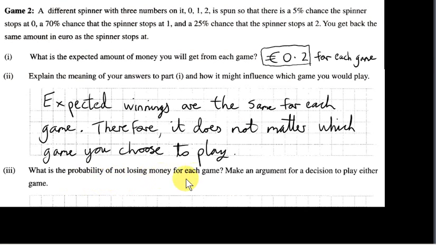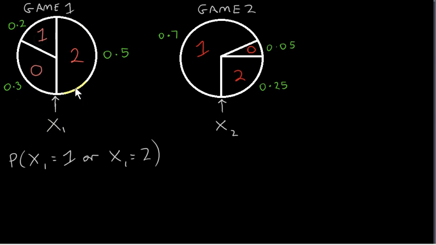What is the probability of not losing money for each game? Well, the probability of not losing money in game 1 is the probability that the pointer is pointing at 1 or 2 when we spin this wheel. If the pointer is spinning at 1, we win €1. So that covers the cost of the game. The game costs €1. If we win €2, we cover the cost of the game and we come out with winnings of 2 minus 1, or €1. But if the spinner points at 0, then we do not win any money. So we've lost €1 in paying for the game. So we don't want this pointer to point at 0. We want it to point at 1 or 2.